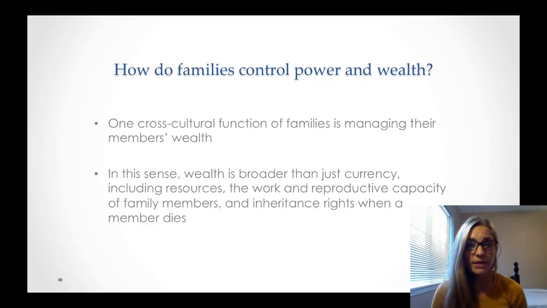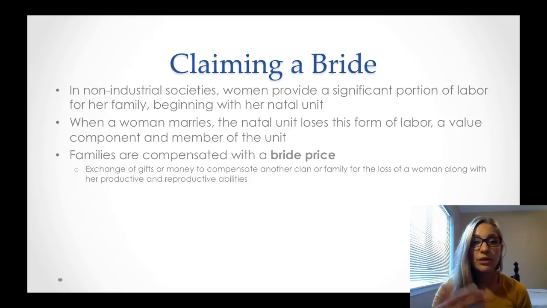So wealth of a family is the same way, and it can include resources, things like reproductive capacity, and then inheritance down the line when a member dies. So you can control all of these things through the family unit. And so some of the ways we want to just talk about briefly are when a couple is married.